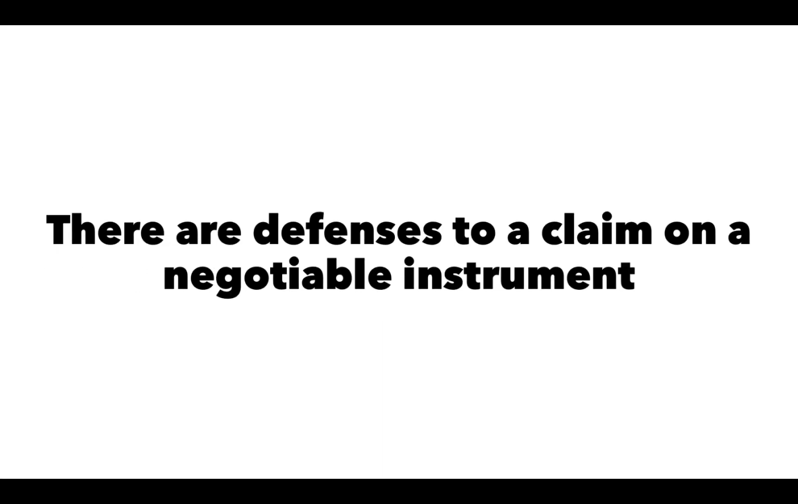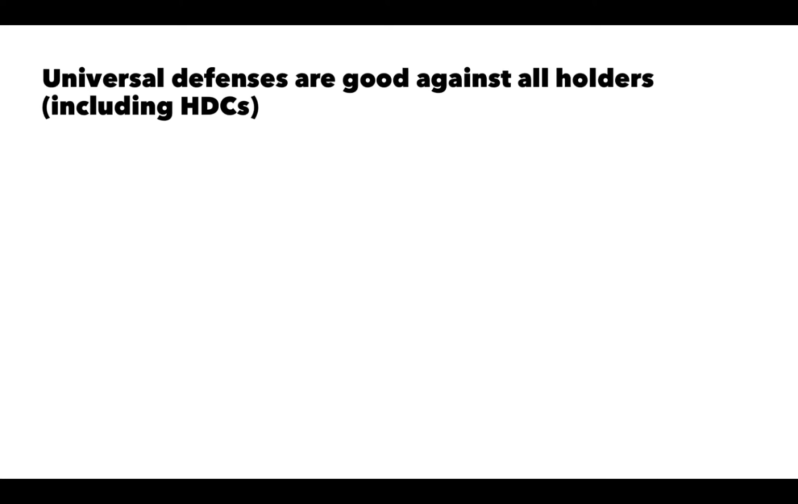There are defenses to a claim on a negotiable instrument. These defenses fall into two categories. The first is what we call universal defenses. And universal defenses are defenses to liability on a negotiable instrument that are valid against all holders, including holders in due course and any holder with the rights of a holder in due course.